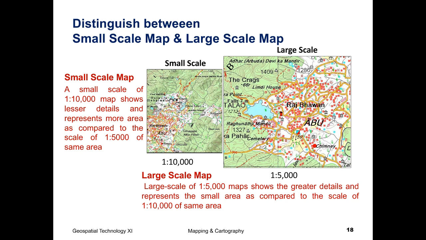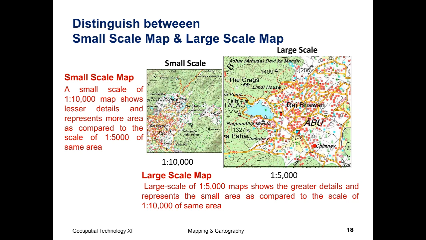Now, what is a small scale map? It says a small scale map shows 1 is to 10,000, shows lesser details and represents more area. So, what does a small scale map do? It shows a large amount of area but in a very small page. On the other hand, a large scale map shows a lot of details and it shows a smaller area.